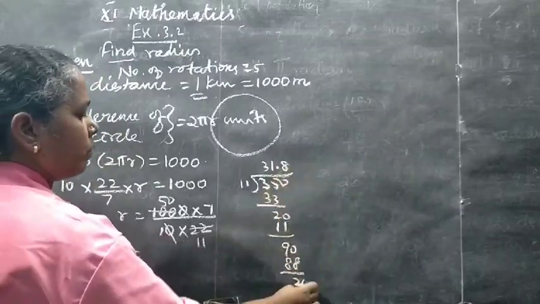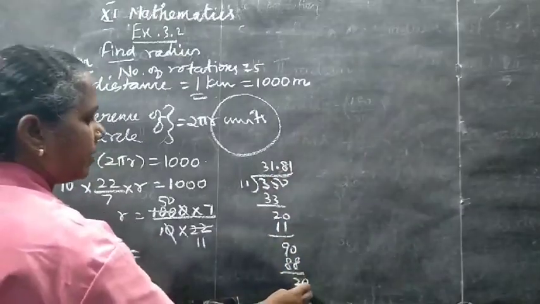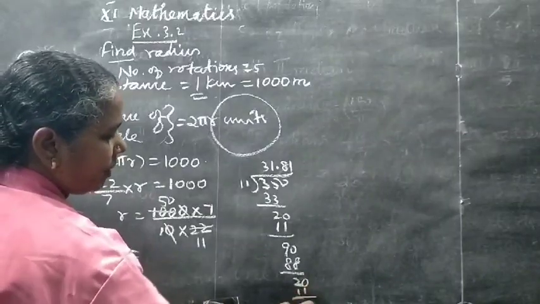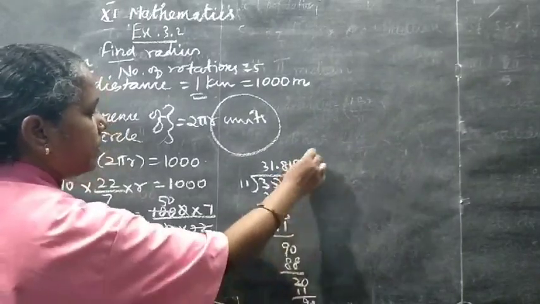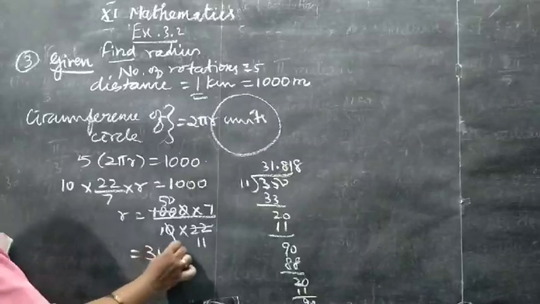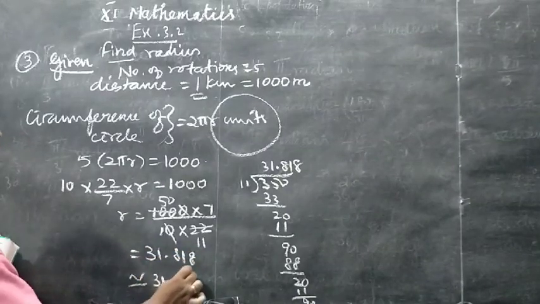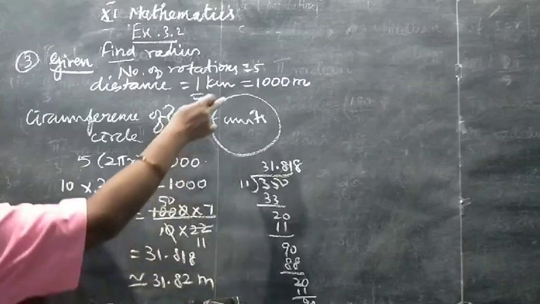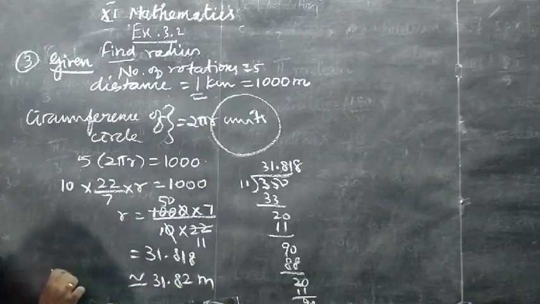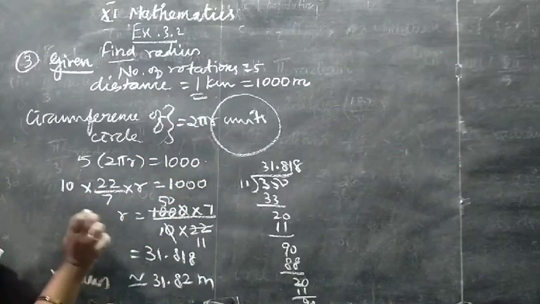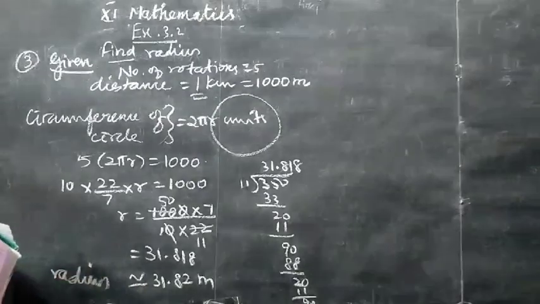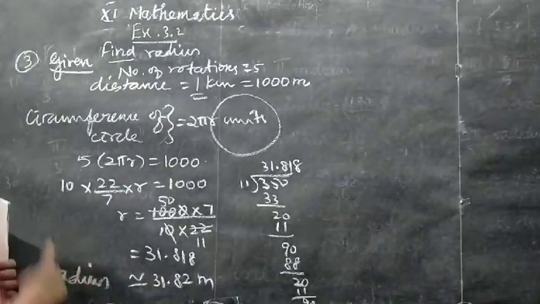Again if you join on 0, 1 time. Again this gives you 11, again balance is 9, again 8 times. So the answer is 31.818, which is approximately equivalent to 31.82 meter. The answer is along with the meter only, so you should write the radius of the circular path as 31.82 meter. Is it clear? Do you understand the concept?